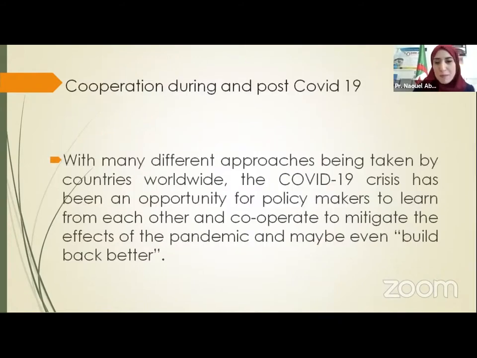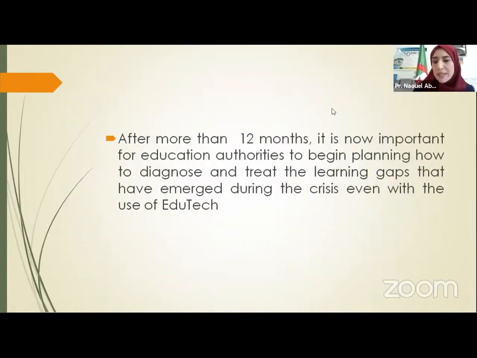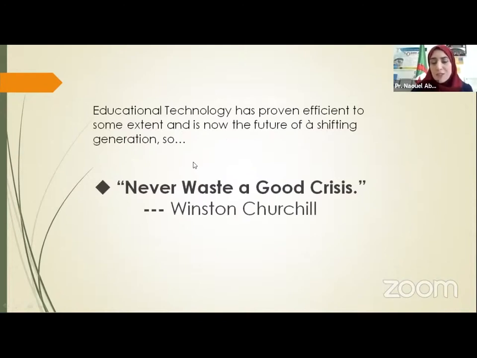By the end, in order not to overstep the time which has been allotted: cooperation during and post-COVID-19 is now different. Different approaches are being taken by countries and by universities as well. From each other, cooperation is to mitigate the effects of the pandemic and maybe even build better experiences. After more than 12 months, it is now important for education authorities to begin planning a new strategy and treat the learning gaps that have emerged during the crisis, even with the use of educational technologies. Finally, educational technology has proven efficient to some extent and is now the future of a shifting generation. So as Winston Churchill says, never waste a good crisis.